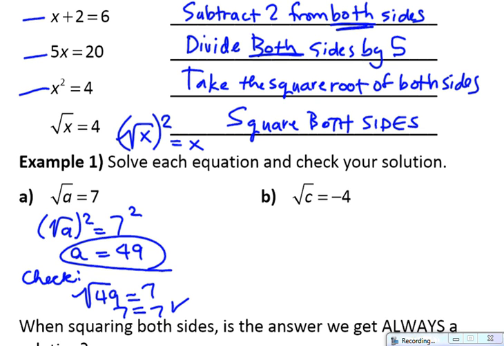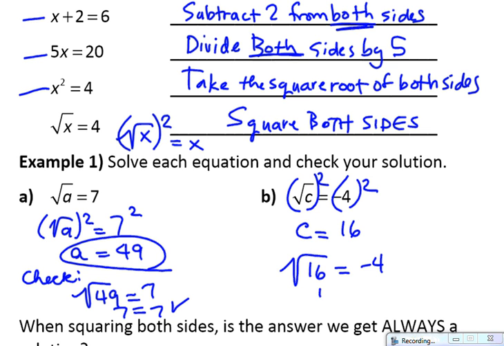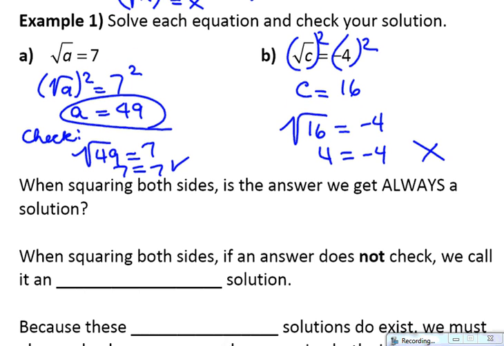For b, when I square both sides, that's going to give me c is equal to positive 16. Negative 4 times negative 4 is positive 16. When I check it, I get the square root of 16 is equal to negative 4, and that gives me 4 is equal to negative 4, and that does not check. So 16, even though we got it for an answer, doesn't work.